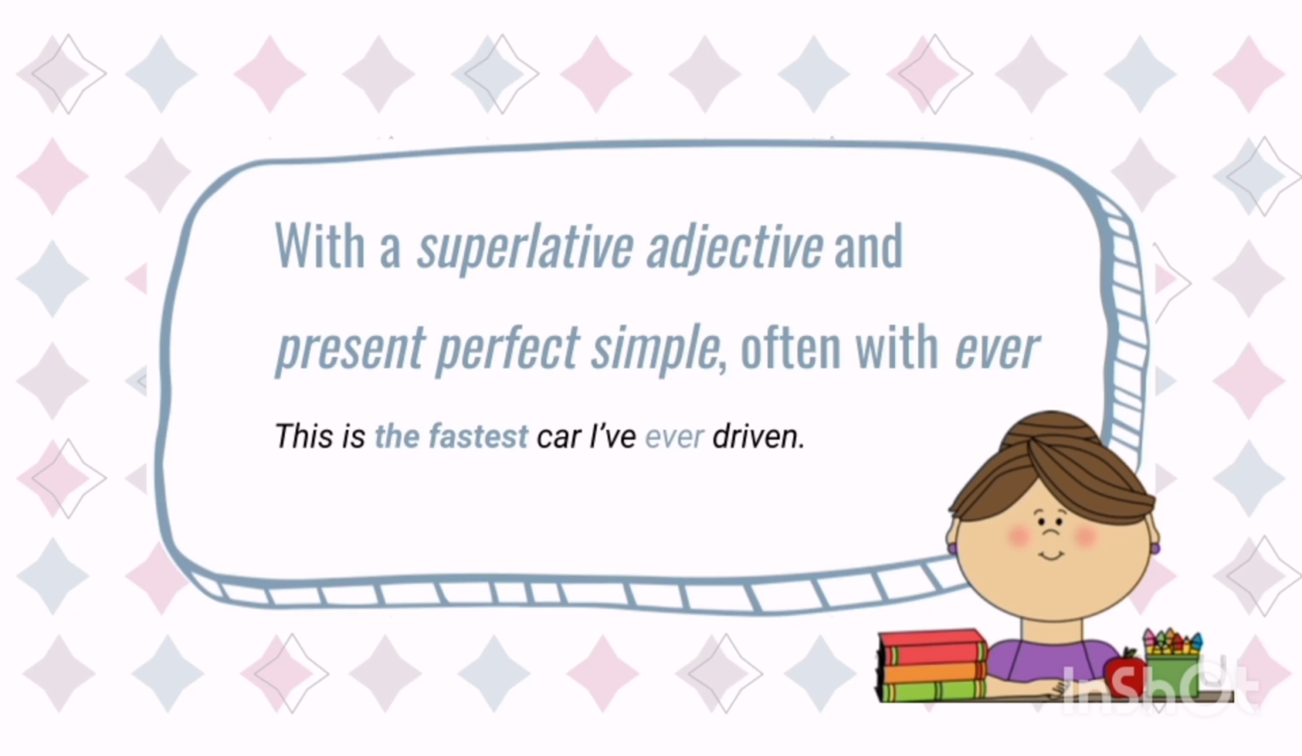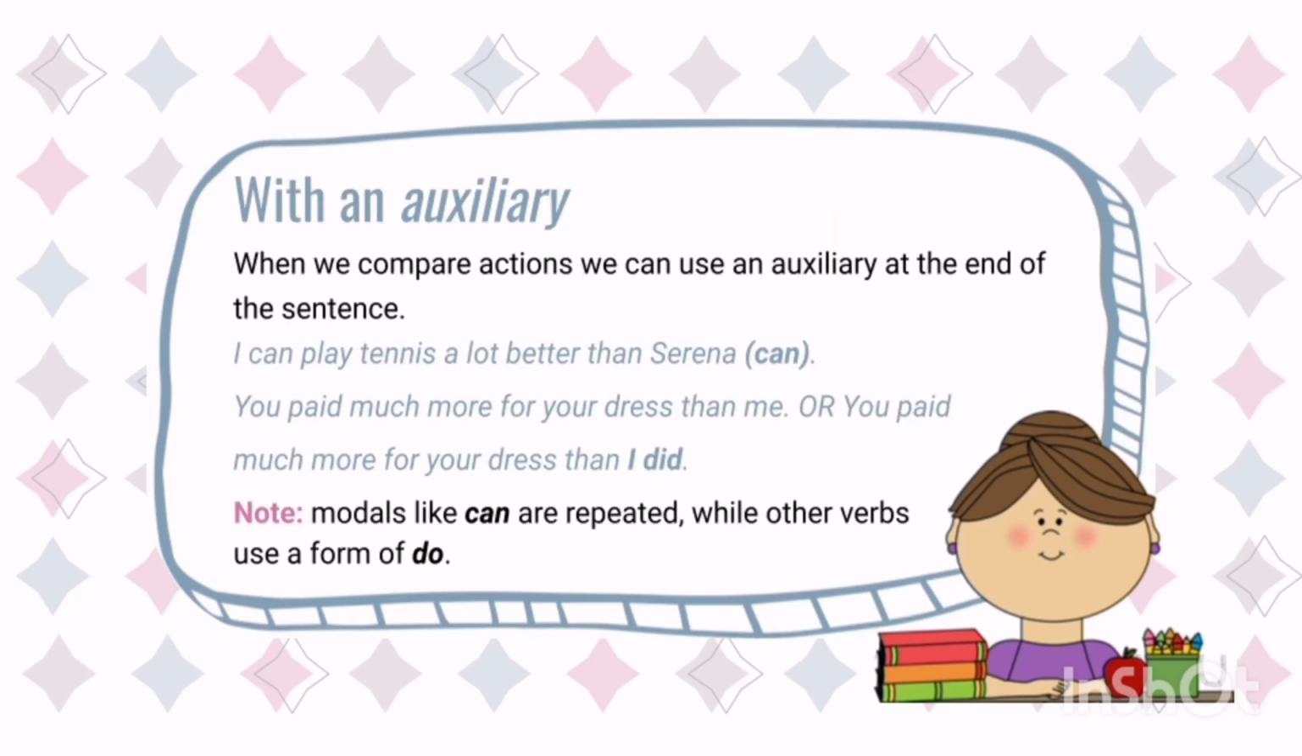With a superlative adjective and present perfect simple, often with ever. For example, this is the fastest car I've ever driven. With an auxiliary. When we compare actions, we can use an auxiliary at the end of the sentence. Modals like can are repeated, so we can say, I can play tennis a lot better than Serena. Or, I can play tennis a lot better than Serena can. While other verbs use the form of do. So you can say, you paid much more for your dress than me. Or, you paid much more for your dress than I did.